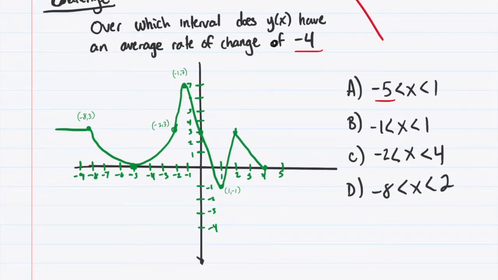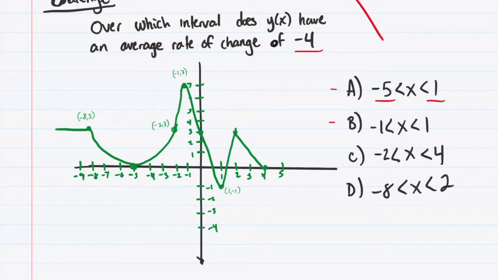When my x is -5 and when my x is 1. When my x is -5, that's where the graph is. When my x is 1, that's where my graph is. If I were to connect those lines, would I create a line going down? Yeah. So letter A is going to stick around for now.